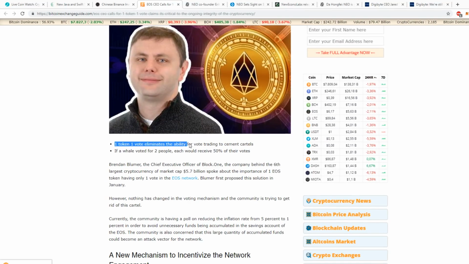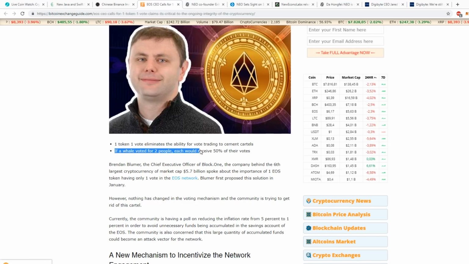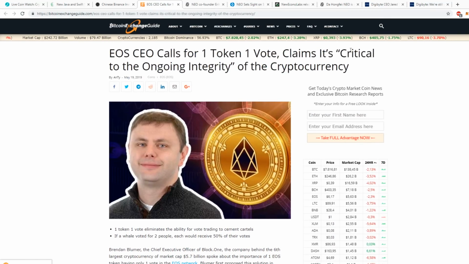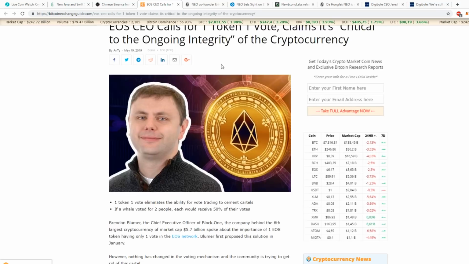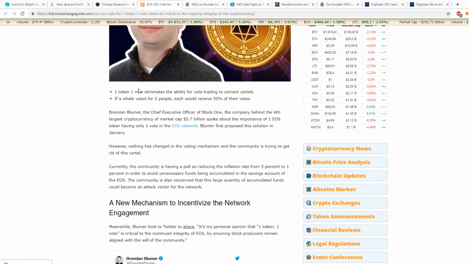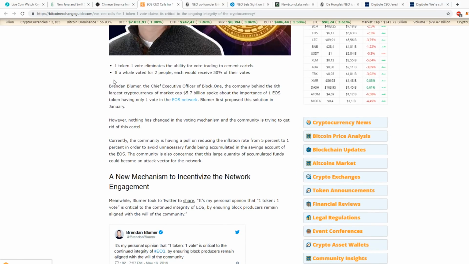One token, one vote eliminates the ability for vote trading to cement cartels. This sounds really positive, right? Again, people will always think of negative sides to this as well. If a whale voted for 2 people, each would receive 50% of their votes. One token, one vote claims it's critical to the ongoing integrity. Man, it's always a difficult thing, guys, because it's always difficult.